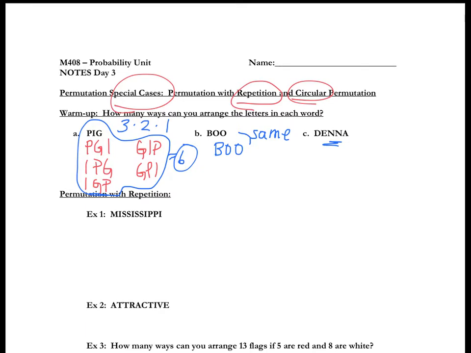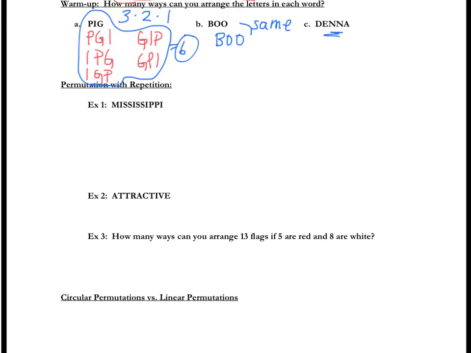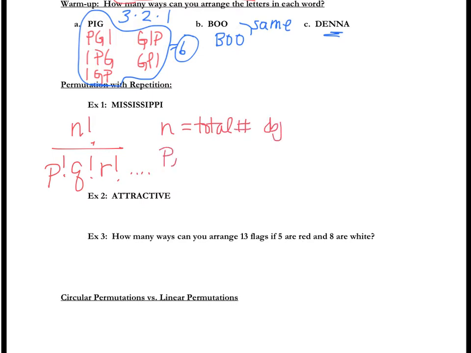Okay, so that leads us to think, how are we going to handle permutations that have repetition? What we're going to do, the general rule, is that we do n factorial divided by p factorial, q factorial, r factorial, etc. Now n stands for the total number of objects, and p, q, and r, etc. are the number of times an object repeats.